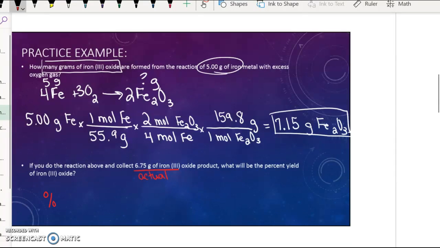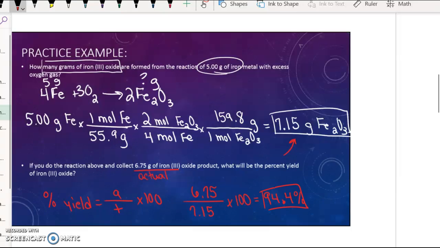So remember, percent yield is actual over theoretical times 100. So our actual is going to go in right there for our A, over, remember we just did our theoretical up there. If you did it perfectly in the lab, you should get 7.15 grams, times 100. That gives about a 94.4% yield. So that's pretty close. It's pretty good.